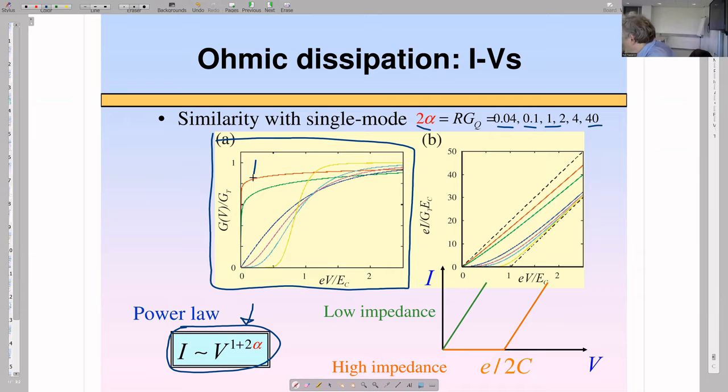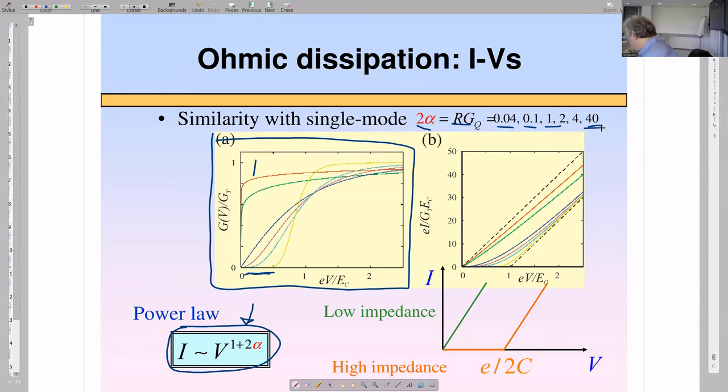So for low impedance, for low resistance, this suppression is small. But yeah, it increases. It becomes completely visually blockaded here at larger resistance. Fine. All right, so conductance is suppressed by the environment.